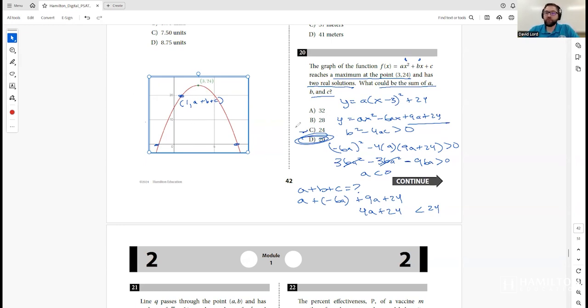So definitely two different ways of thinking about it. Desmos could have helped you visualize it, but algebraically, using the discriminant test can help us solve it algebraically.